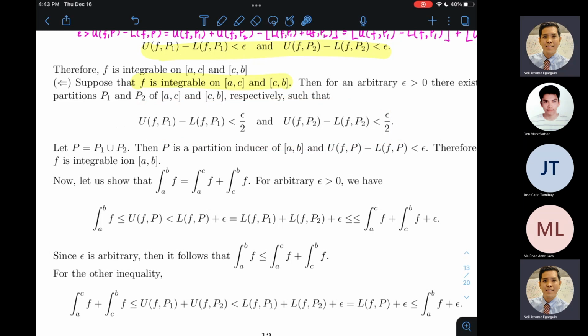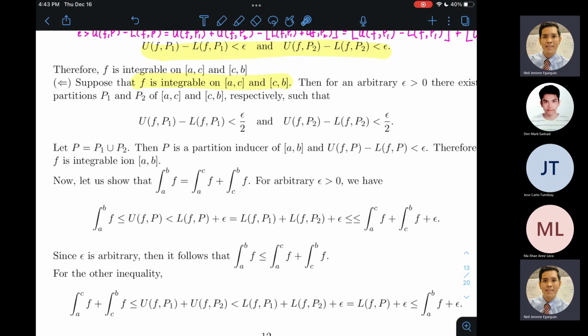Tapos feeling ko alam nyo na yung mangyayari. Ginawa kong epsilon over 2, saka epsilon over 2 yan instead of epsilon. So you might be thinking, alam ko na yung gagawin. Ipapag-add yung dalawang sides ng inequality. All right? And that was true, because again, there is a challenge issued for an epsilon greater than 0.